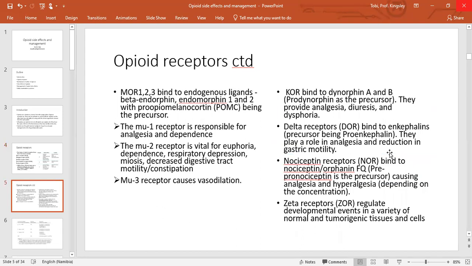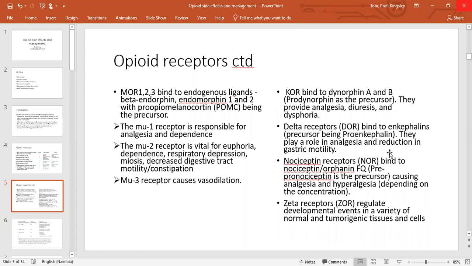So the mu receptors 1, 2, 3 bind to endogenous ligands like the beta endorphins and endomorphin 1 and 2. The precursor is pro-opiomelanocortin. The mu1 receptor is responsible primarily for analgesia and the dependence effect of opioids. The mu2 receptor mediates euphoria and dependence. It accounts for the respiratory depressive effects of opioids, pinpoint pupils, decreased digestive tract motility, and constipation. On the other hand, the mu3 receptor causes vasodilatation.